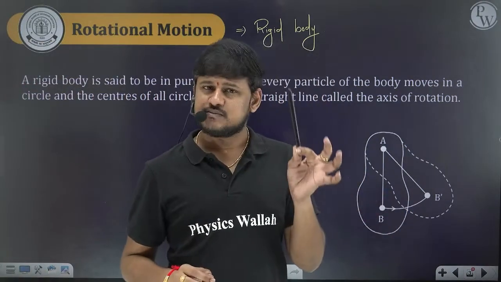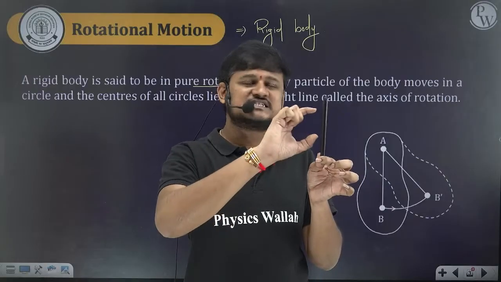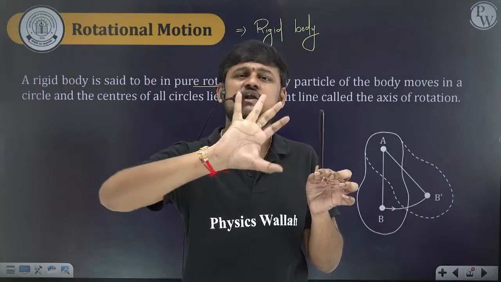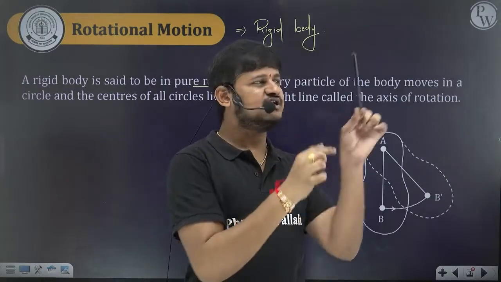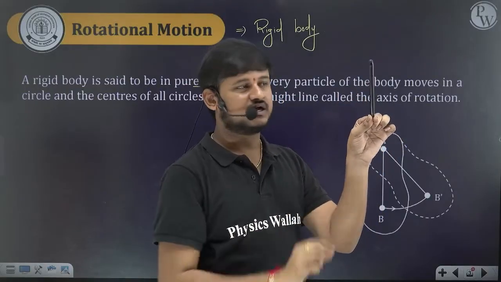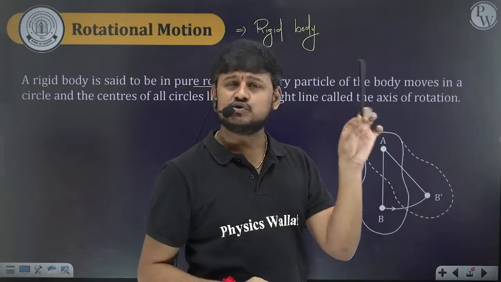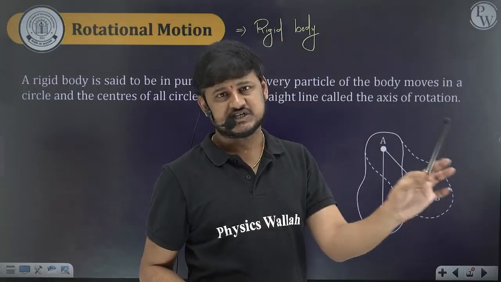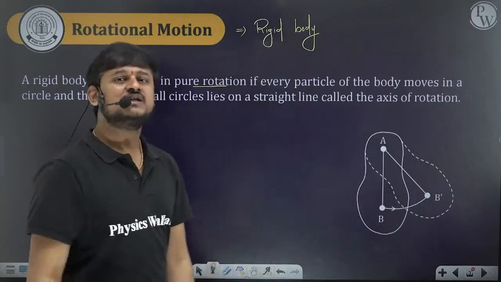So what are rigid bodies then? A rigid body is a body in which the distance between 2 points will not change. Let's suppose there is a body, with one point here and one more point here. The distance between these 2 points will never change. Such a body is said to be a rigid body.